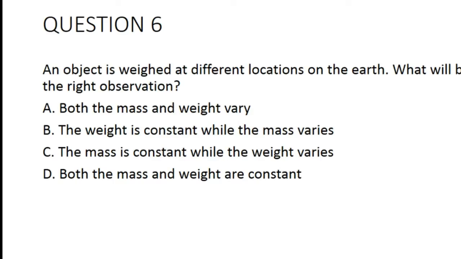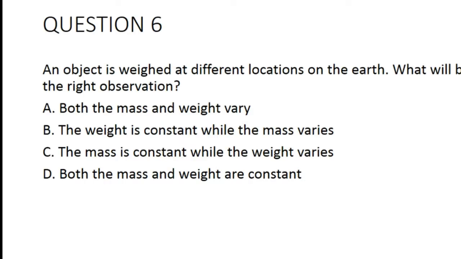Question 6. An object is weighed at different locations on the Earth. What will be the right observation? A. Both the mass and weight vary. B. The weight is constant while the mass varies. C. The mass is constant while the weight varies. D. Both the mass and the weight are constant. The right option here is option C. If an object is weighed at different locations, the mass is constant while the weight varies. The mass of that object doesn't change. It's the same mass anywhere you take it to. But the weight at that particular point in time when you are measuring it might vary.